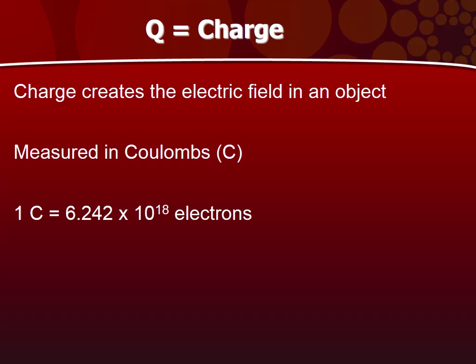So if you ever get this question of how many electrons are involved, if you know how many coulombs there are, you can multiply it by this very large number. It sort of takes you back to chemistry with the idea of Avogadro's number, figuring out the number of atoms or molecules involved.